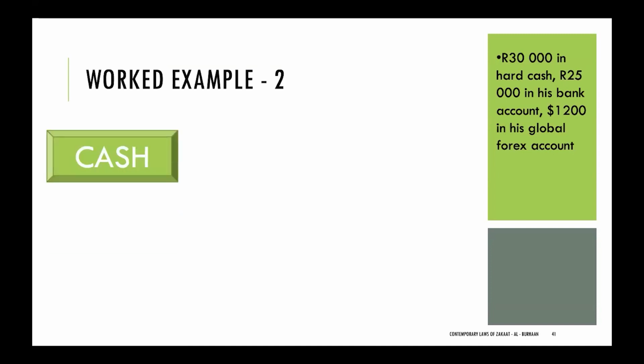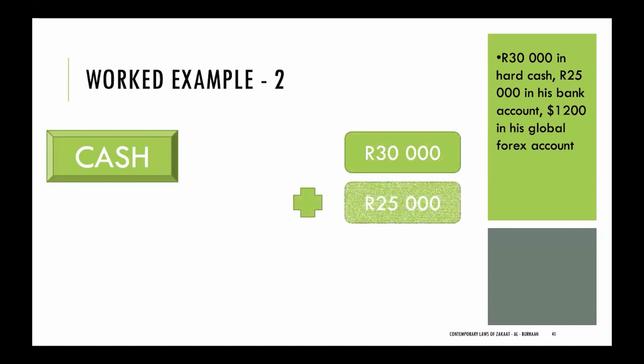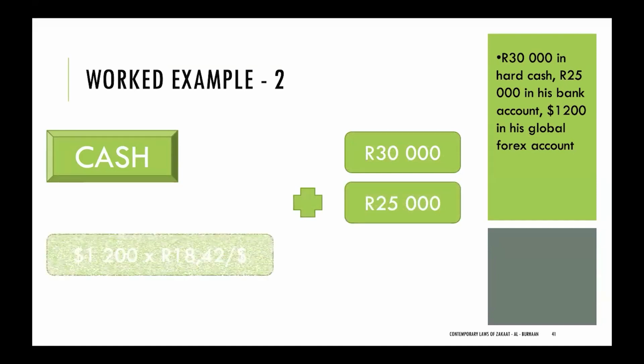So let's start with the cash. First one, very straightforward, 30,000 rand of cash. All of it is zakatable. 25,000 rand in the bank account. All of it is zakatable. The $1,200 of foreign exchange, it is zakatable. You can pay it in dollars. So if you want to work out 2.5% on dollars and discharge it in dollars, you could do that.